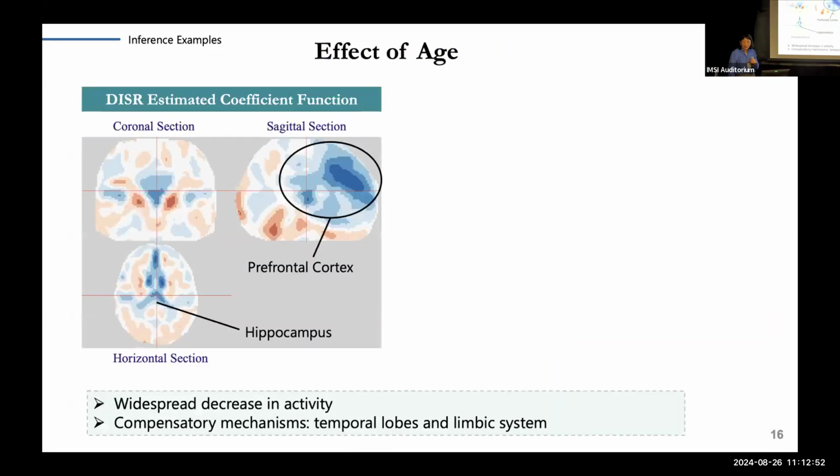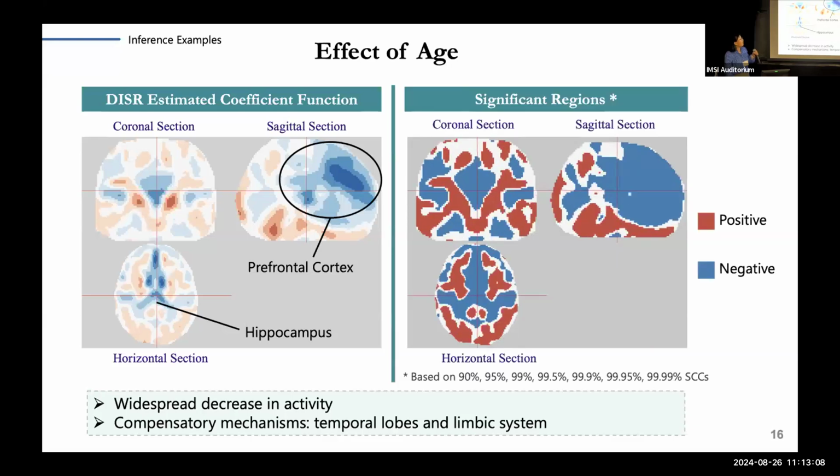So this is the estimated coefficients of the variable age. Here, the blue color indicates the regions with decreased metabolic activity. And based on our method, we also make inference. On the right-hand side panel, we construct simultaneous confidence regions. And based on the confidence regions with different confidence levels, we can identify and locate the significant regions.